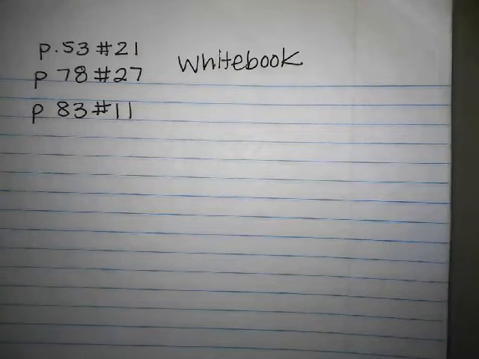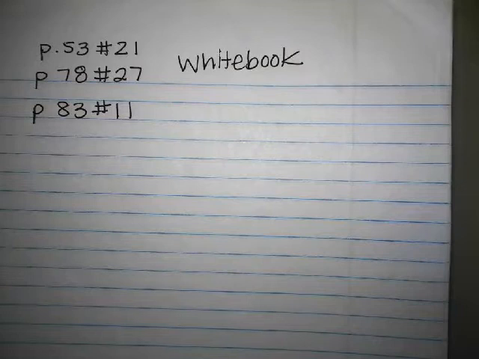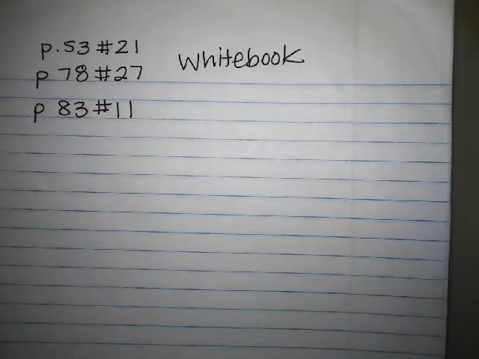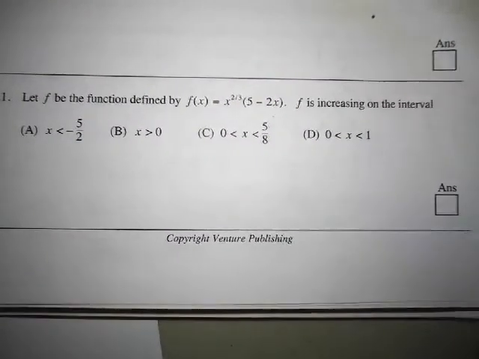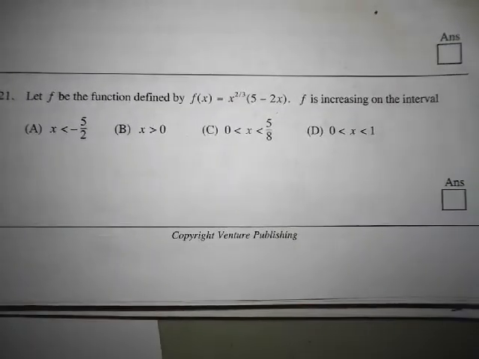Doing these 3 whitebook problems that have been asked for this week, and I'm going to start on page 53, number 21. So on page 53, problem number 21, we're given a function, we're not allowed to use our calculator, and we are asked to figure out where this function is increasing.